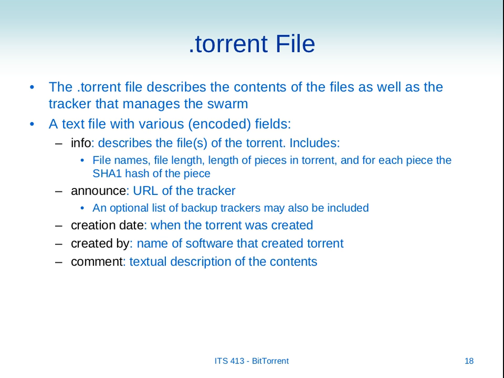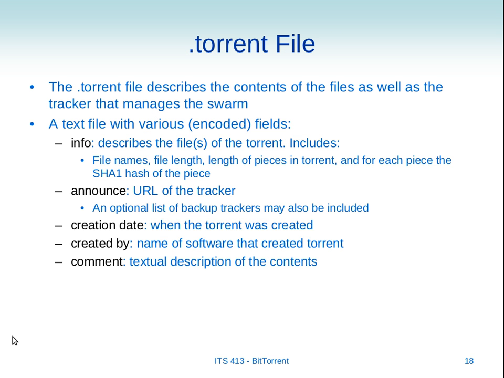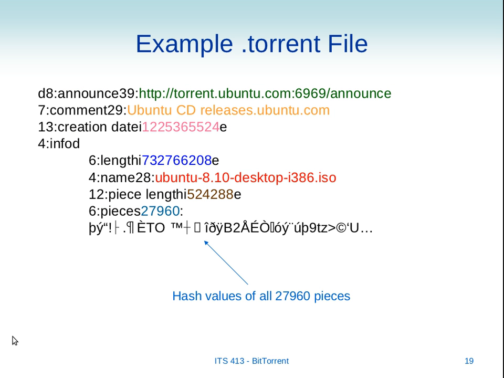The date when the torrent was created, some name of the software that created it, and some textual description of that torrent can be included. So that's the .torrent file. Here's an example. We said a text file with various encoded fields. So there are these fields, but they have some particular syntax, which we'll see here.